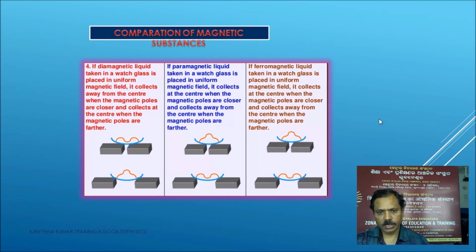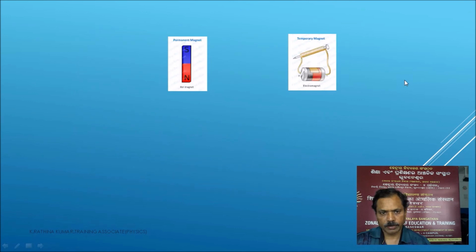So if ferromagnetic liquids are taken in a watch glass placed in a uniform magnetic field, it collects at the center when the magnetic poles are closer and collects away from the center when the magnetic poles are farther. By seeing this diagram, you can understand and even write the nature of the substances. And this is a permanent magnet and a temporary magnet. You can observe this electromagnet, and this is a bar magnet.